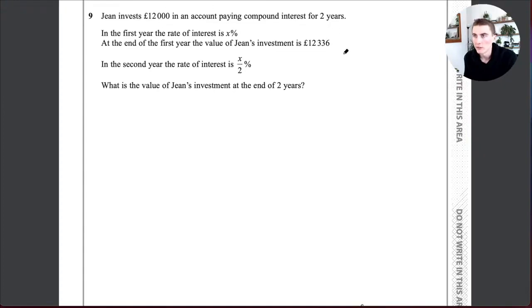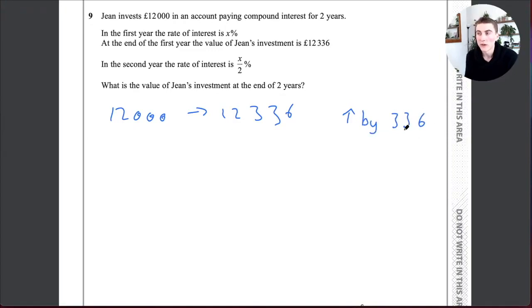So as we said, in the first year, her money went from 12,000 up to 12,336, my bad. So we can do the new one minus the old one to find that it must have increased by £336. So if I want to find out what interest rate that is, I need to find what percentage this is of the original.